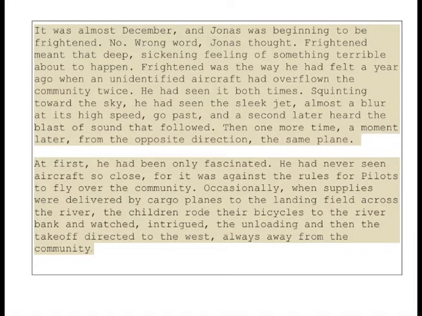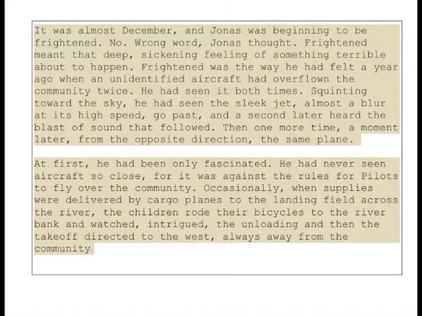It was almost December, and Jonas was beginning to be frightened. No, wrong word, Jonas thought. Frightened meant that deep, sickening feeling of something terrible about to happen. Frightened was the way he had felt a year ago when an unidentified aircraft had overflown the community twice. He had seen it both times. Squinting toward the sky, he had seen the sleek jet, almost a blur at its high speed, go past, and a second later heard the blast of sound that followed. Then, one more time, a moment later, from the opposite direction, the same plane.